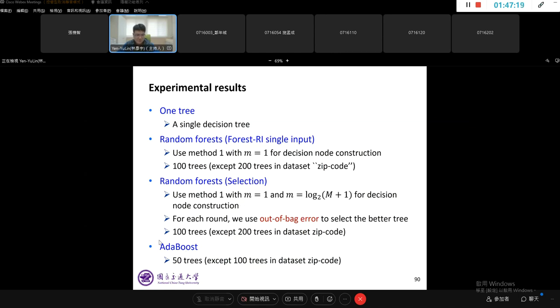We want to compare the performance of random forest with AdaBoost. So in the implementation, AdaBoost is used to combine 50 decision trees, except 100 decision trees in the data set library code.